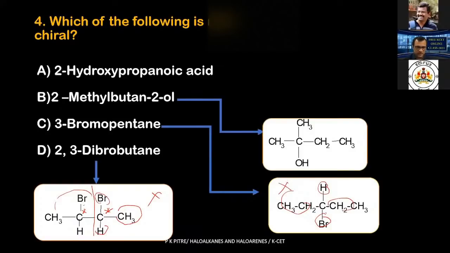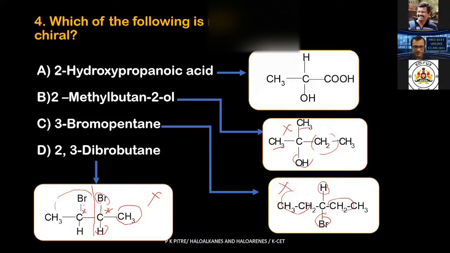Let's go to the next one, 2-methyl butanol. Look at this. What has happened here? This carbon is connected to OH over here, an ethyl group over here, and this is your methyl and methyl. 2 similar groups are there, so this shouldn't be a chiral carbon. So this is also not our option. Let us look into the last. Obviously, that should be our answer, but let us verify it. Look into what has happened over here.